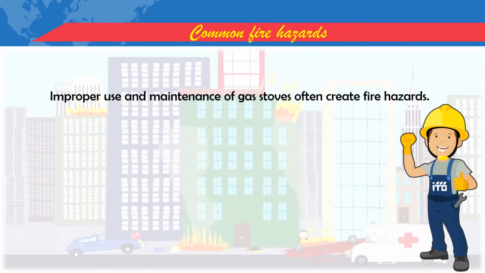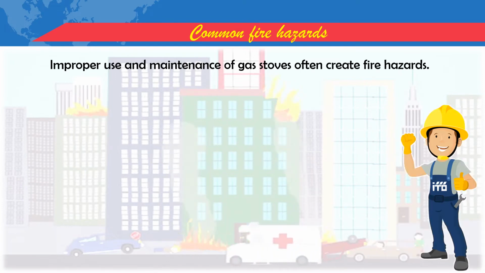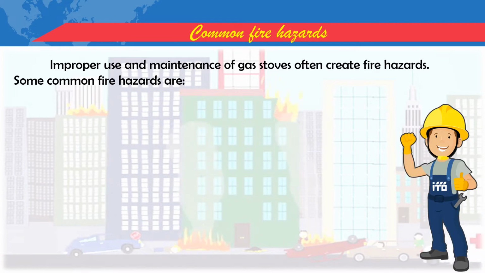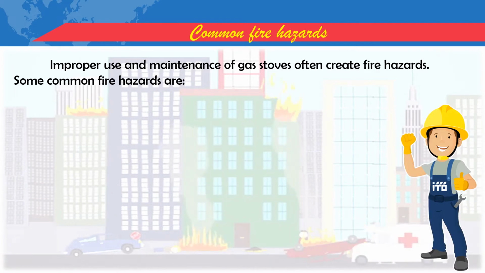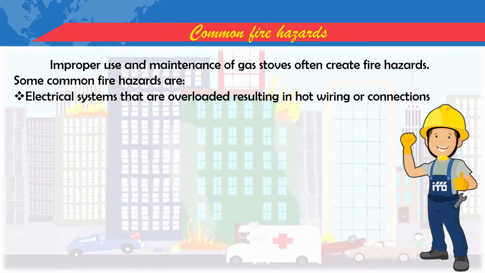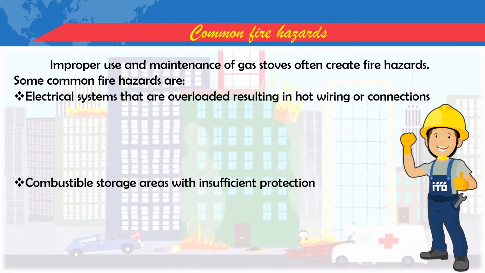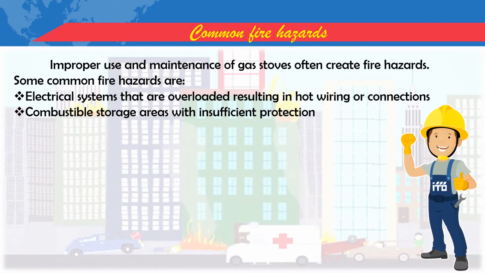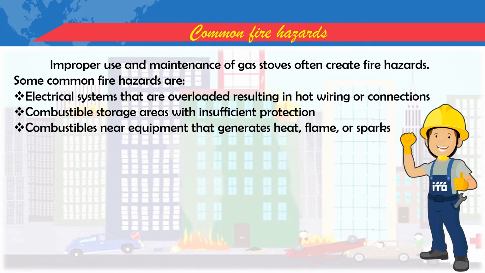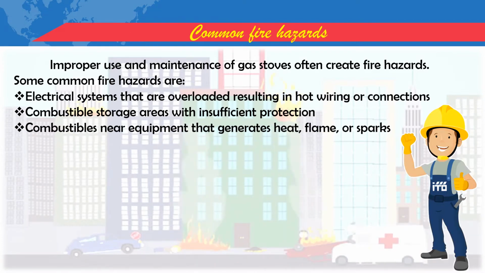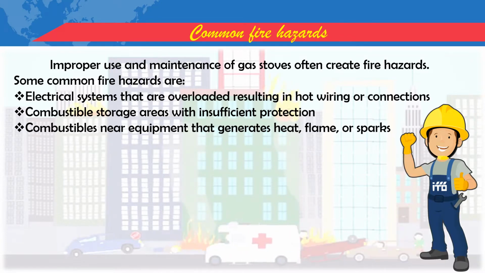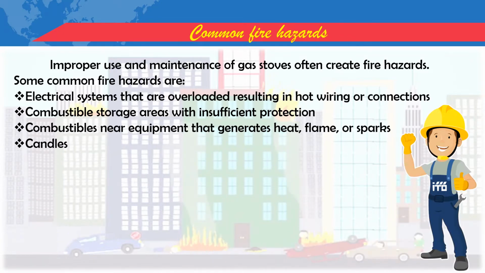Common fire hazards. Improper use and maintenance of a gas stove or oven creates fire hazards. The following are some common fire hazards. The first one is electrical systems that are overloaded, resulting in hot wiring or connections. Next, combustible storage areas with insufficient protection. Next, combustibles near equipment that generates heat, flame, or sparks.